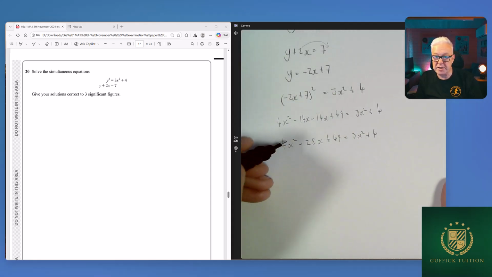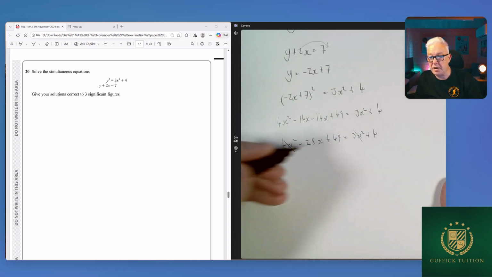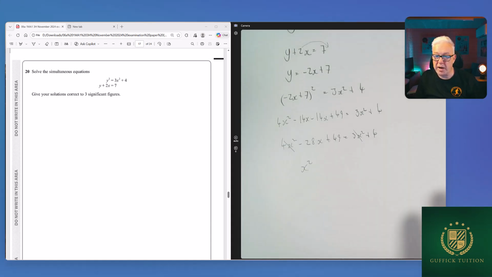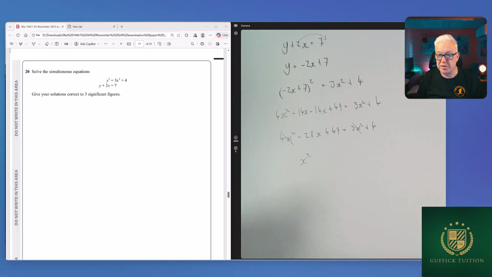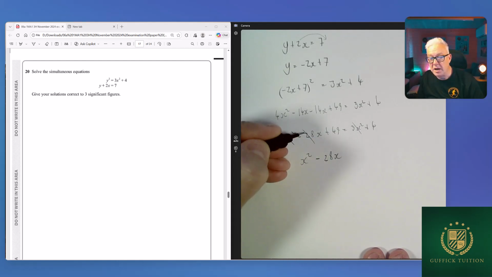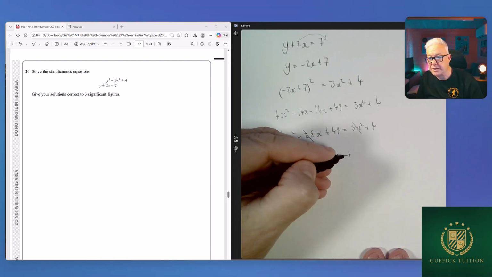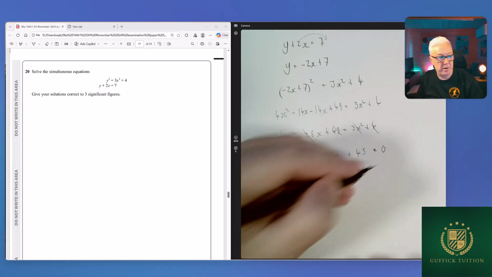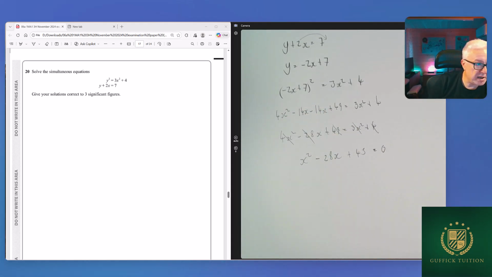So now we can take off those x², just leaving us with just x². 4x² take away 3x² is just x². And then we're going to have minus 28x, and we're going to have plus 45 when we take 4 off both sides equals 0. So that's our quadratic that we have got that we now need to solve.